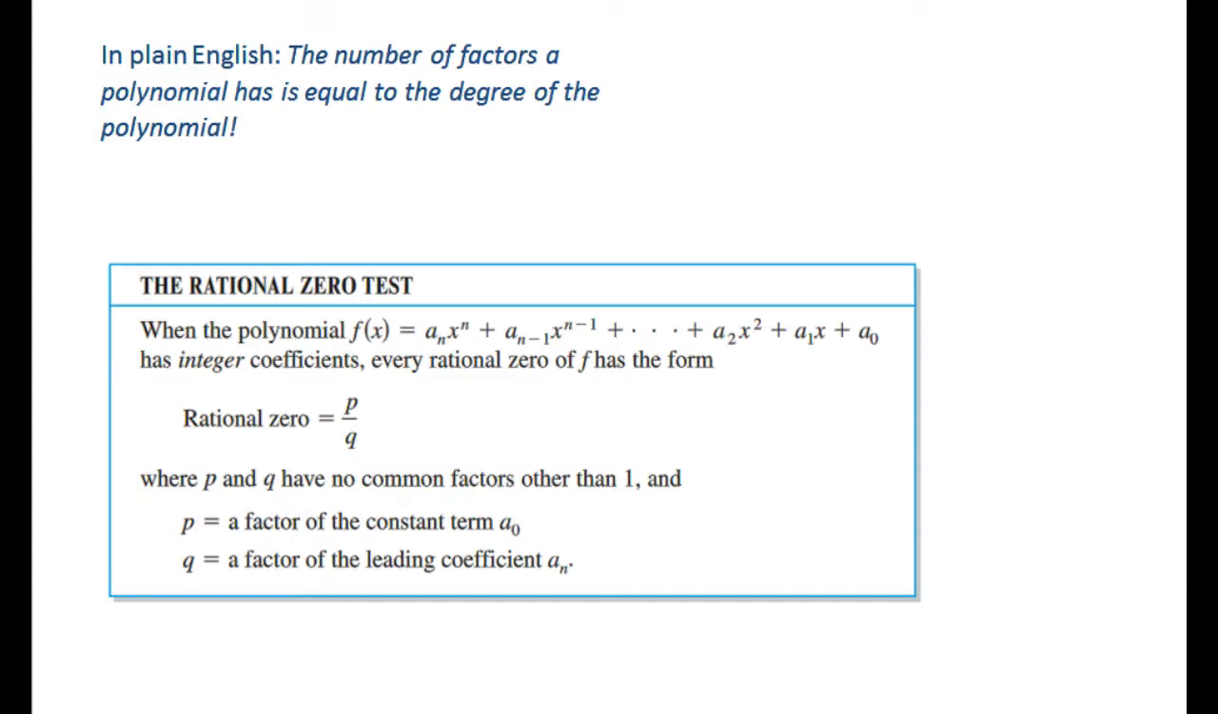So how do we know where to start? Well, luckily we have the rational zero test. It says that if you've got a polynomial with integer coefficients, then every rational zero of f has the form p over q. What's p, what's q? P consists of all the factors of your constant, and q is all the factors of your leading coefficient. Now, this only helps you find rational zeros. The polynomial may not have any rational zeros, and in that case none of these are going to work out. But at least it gives us a list of numbers to start with.